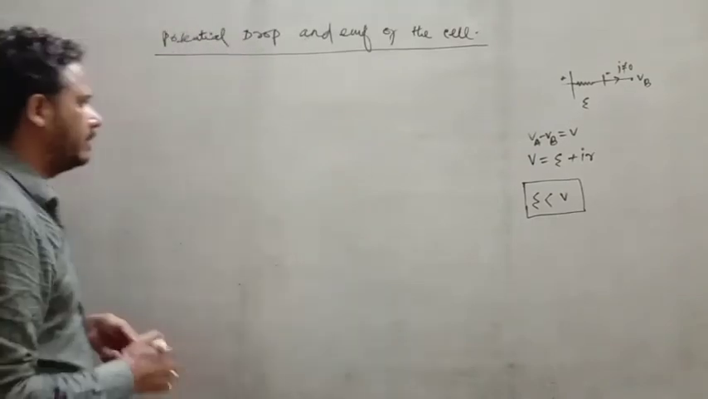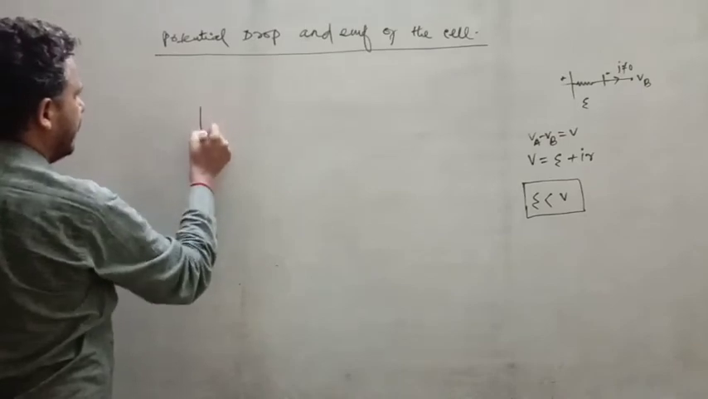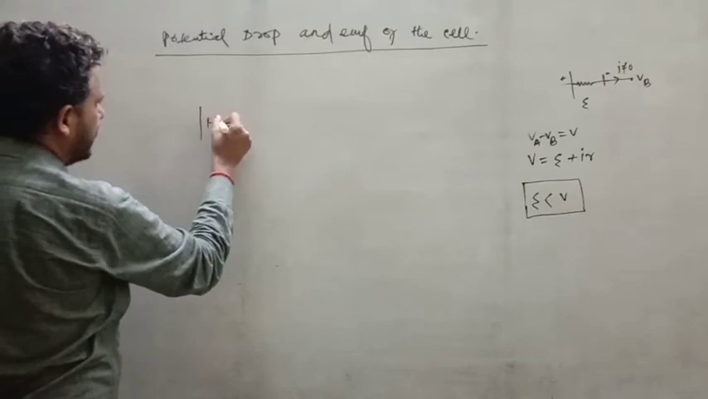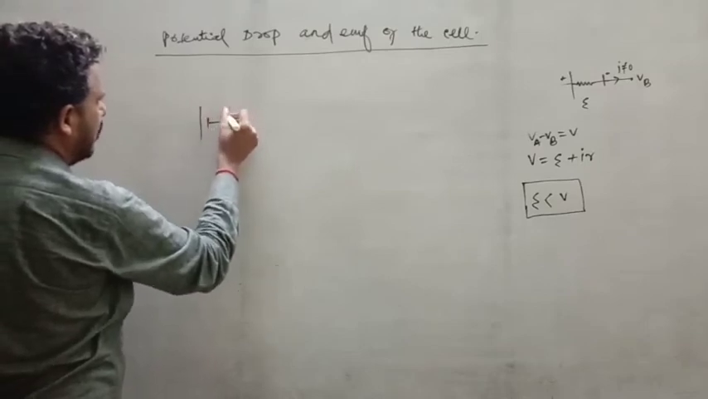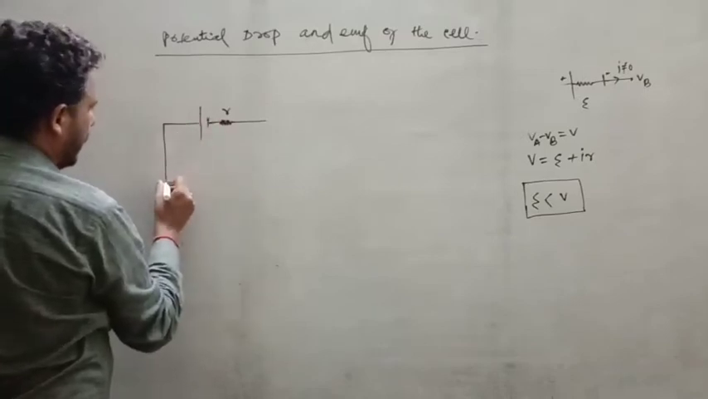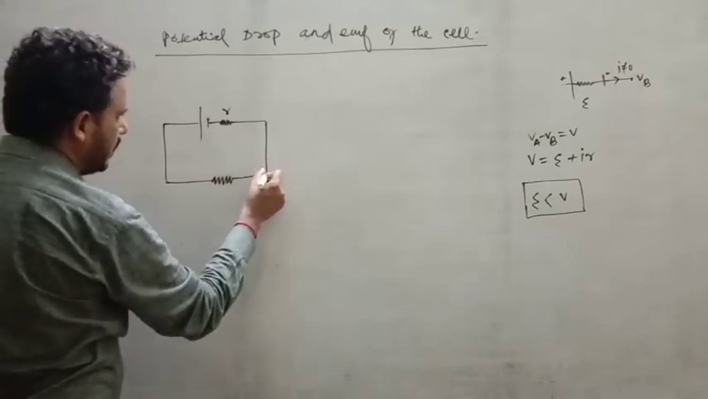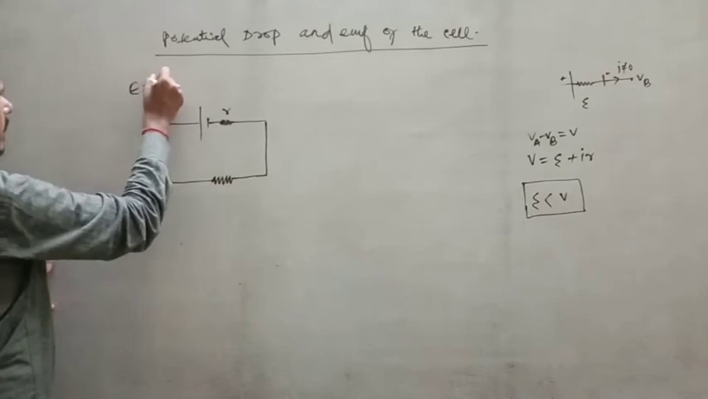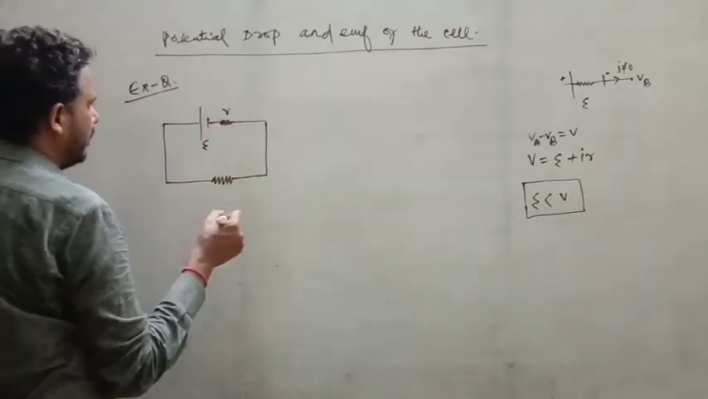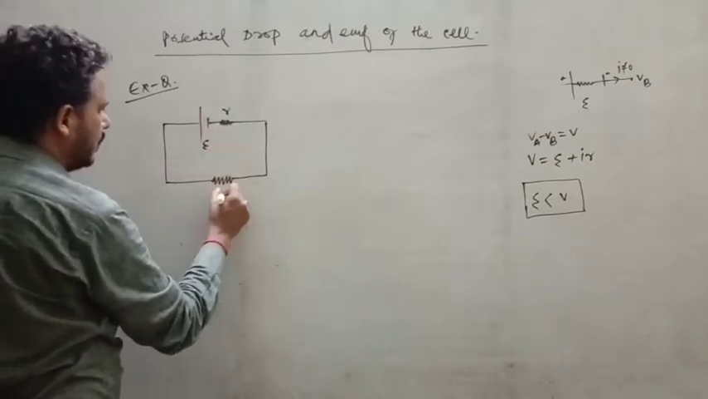Now see here, this is a very simple question. Here we have taken an EMF with internal resistance small r, and with this EMF we have connected a load resistance R. So this is your example, just like a question. This is the EMF of the cell, the internal resistance is small r of the cell, and this is your load resistance.